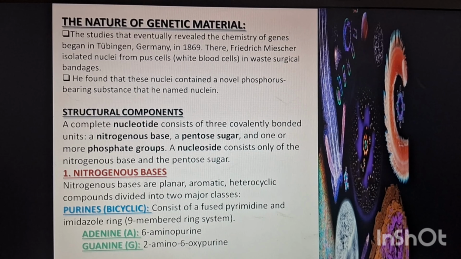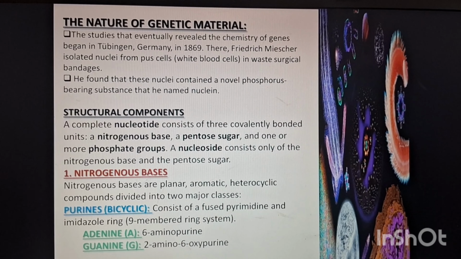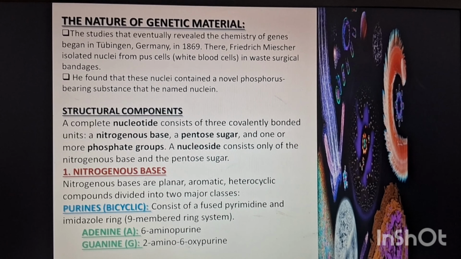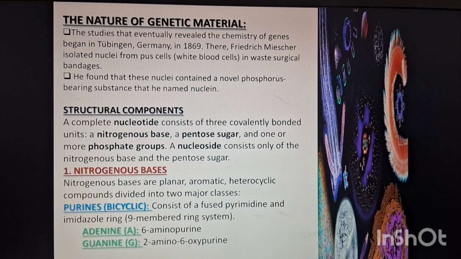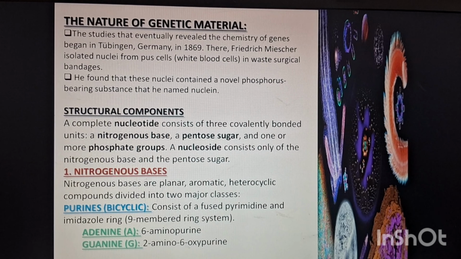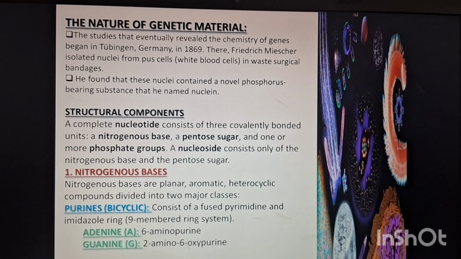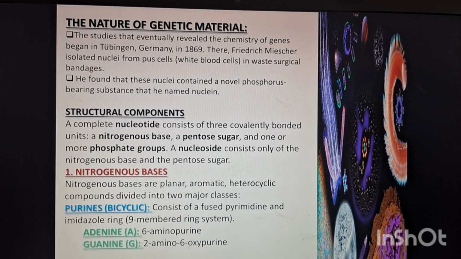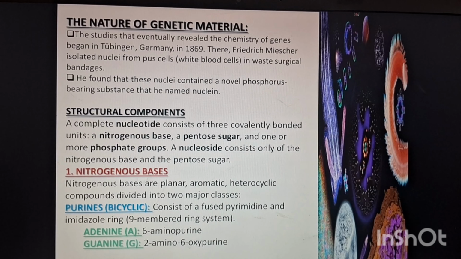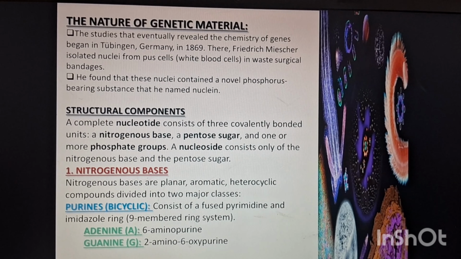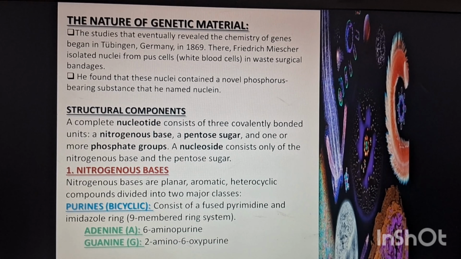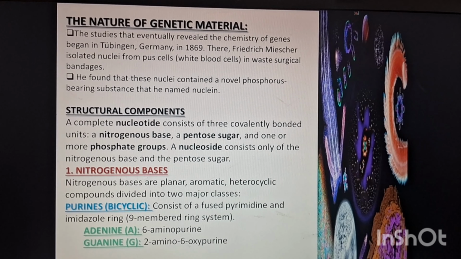Next, structural component of the genetic material. A complete nucleotide consists of 3 covalently bonded units: a nitrogenous base, a pentose sugar, and 1 or more phosphate groups. And a nucleoside consists only of the nitrogenous base and pentose sugar.